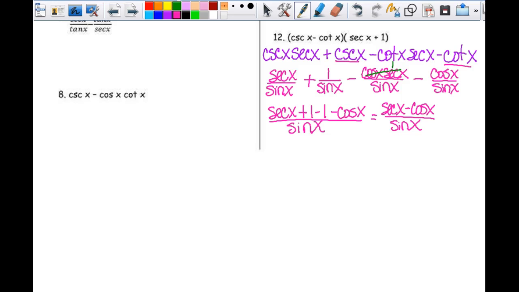All right. So what might we want to try next? Change secant to cosine. Okay, so let's try that. So that's going to give me 1 over cosine of x minus cosine of x, all over sine x.